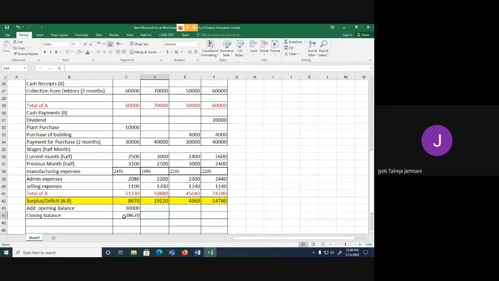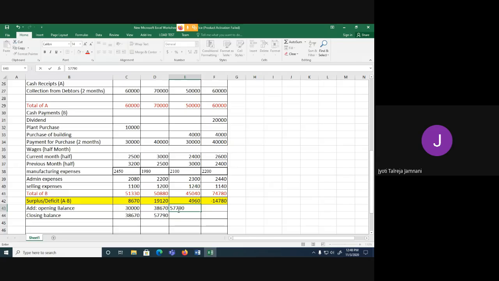Now see what is the closing balance for January. It is 38,670, which is much above the minimum. Minimum we had to keep 35, but we have 38,670. That means we are meeting our target of 35,000. Now this closing balance 38,670 will become the opening balance for February, and the closing balance for February, by adding the surplus, you get 57,790. Here also we are above 35,000. That means we are meeting the company's target of having minimum cash balance of 35,000.